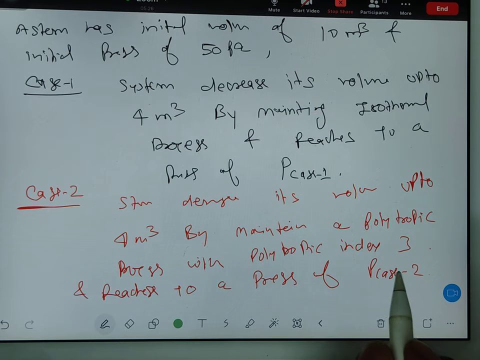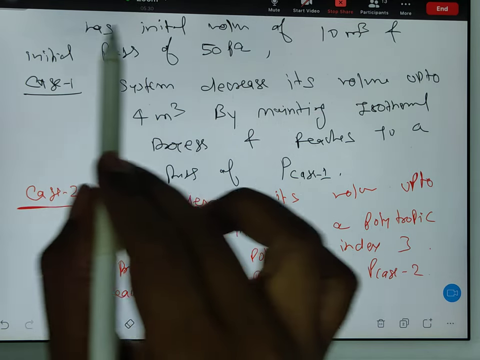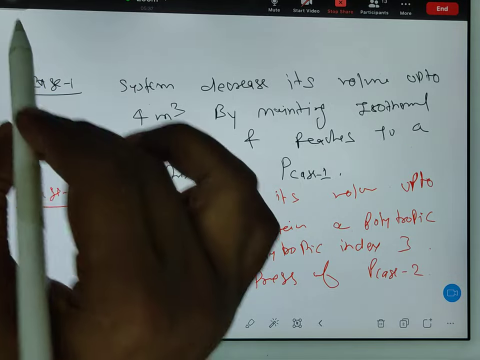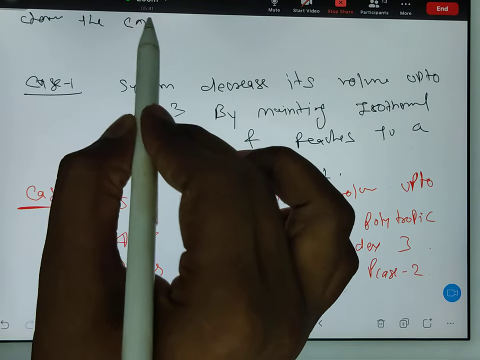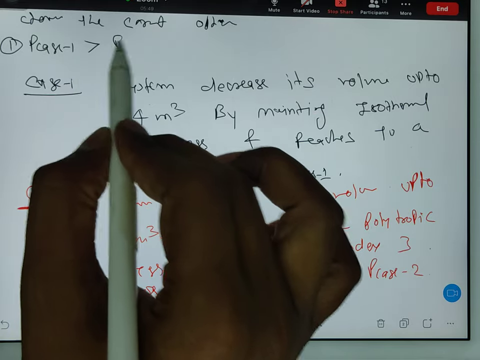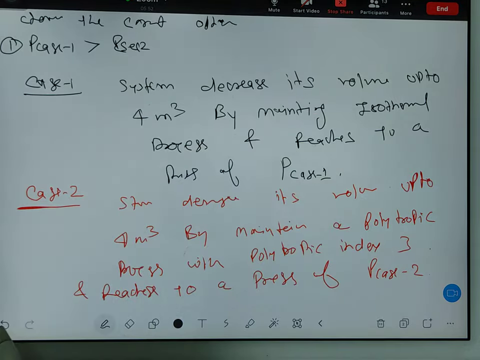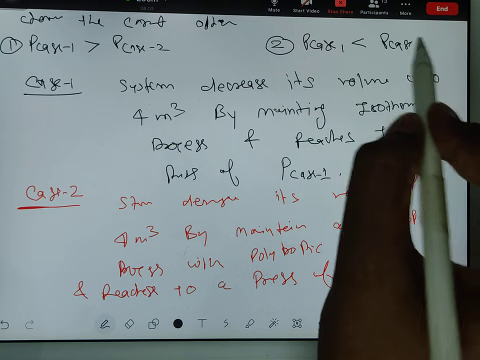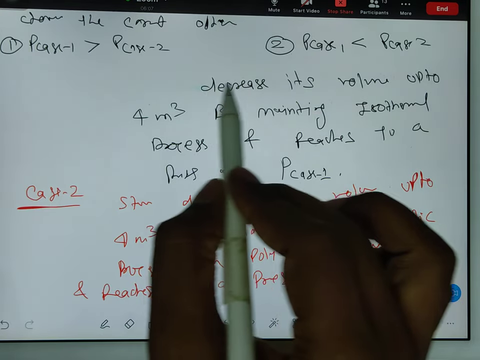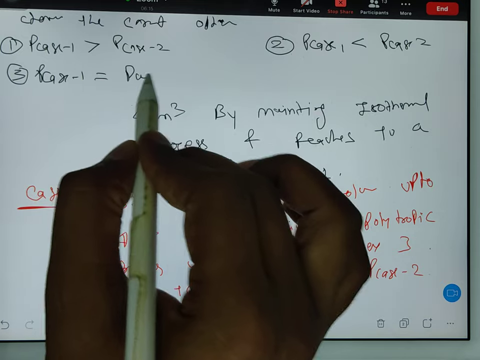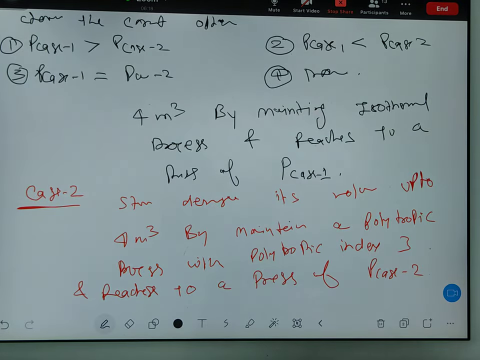Okay, now I am erasing the first line, second line. Choose the correct option. Option 1, P case 1 is greater than P case 2. Option 2, P case 1 is less than P case 2. Option 3, P case 1 is equal to P case 2. Option 4, none. What do you think? Which option is correct?